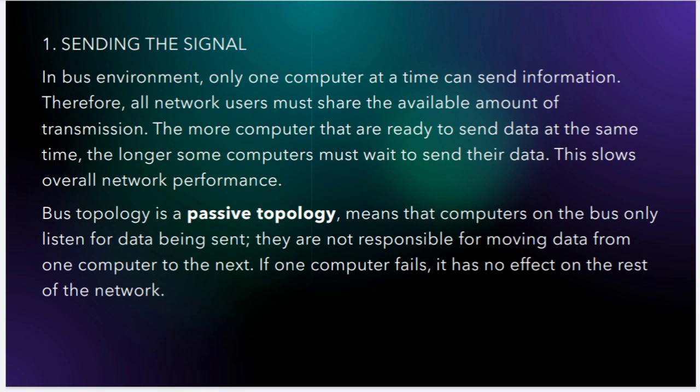Therefore, all network users must share the available amount of transmission. The more computers that are ready to send data at the same time, the longer some computers must wait to send their data. This slows down overall network performance. Bus topology is a passive topology, meaning that computers on the bus only listen for data being sent. They are not responsible for moving data from one computer to the next. If one computer fails, it has no effect on the rest of the network.